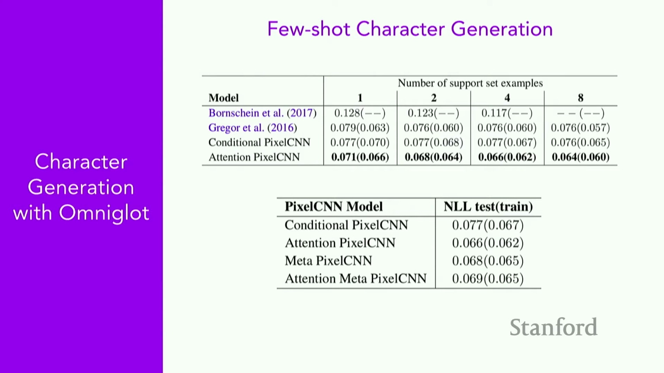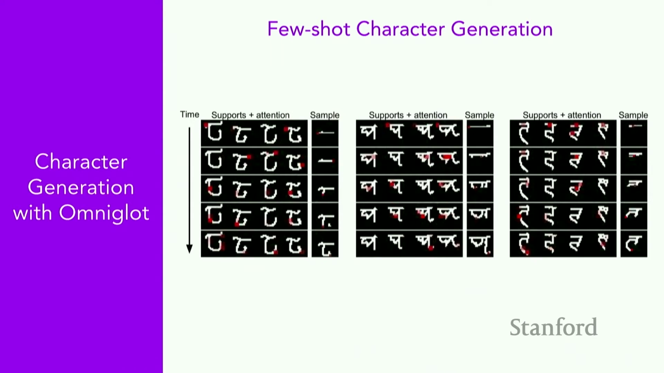In addition, they tried a new model, which they didn't really talk about in their model section, which is the attention meta pixel CNN, which is unique, but unfortunately, it didn't perform as well as just the attention pixel CNN. We'll discuss it later. They also provided how the samples are generated and where the attention weights are with respect to the support images as they're generating each character.